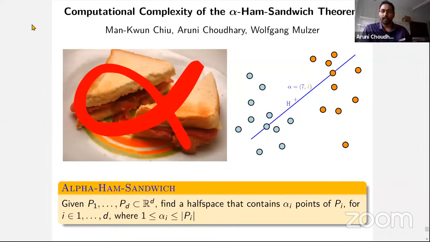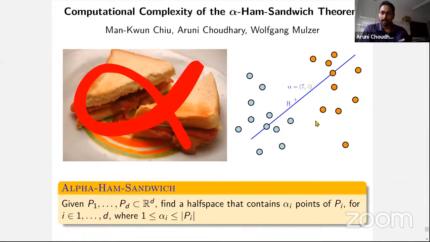So the problem that we looked at is the alpha Ham sandwich theorem. This is not really about sandwiches, but about point sets in Euclidean space. There's a classical theorem called the Ham sandwich theorem, which says that if you have d point sets in d-dimensional Euclidean space, there's always a hyperplane that essentially bisects all of them at once. And the alpha version of this is motivated by thinking, what if we want not half, but some other ratio? What if we want some alpha_i ratio from the point set P_i?